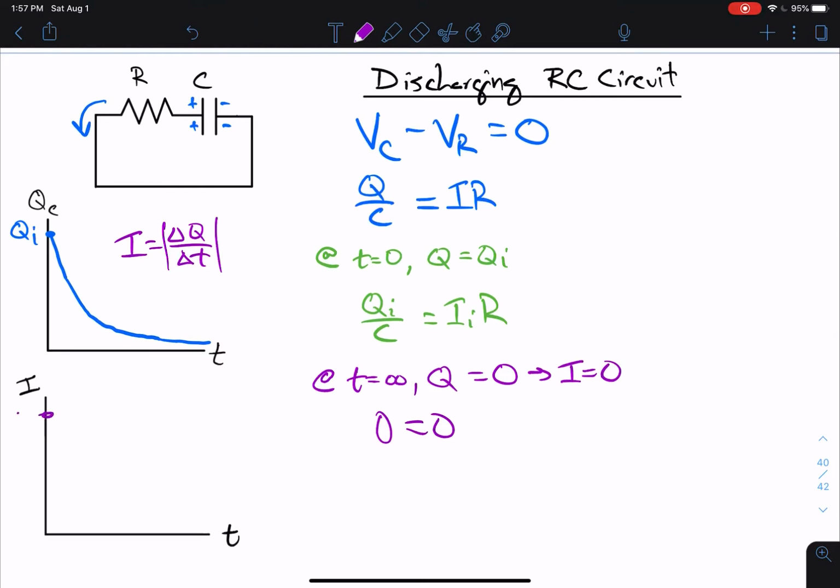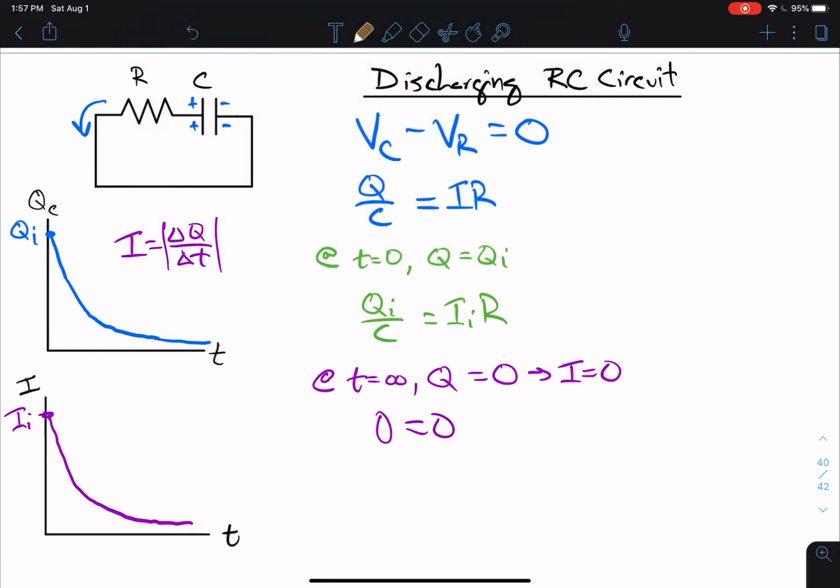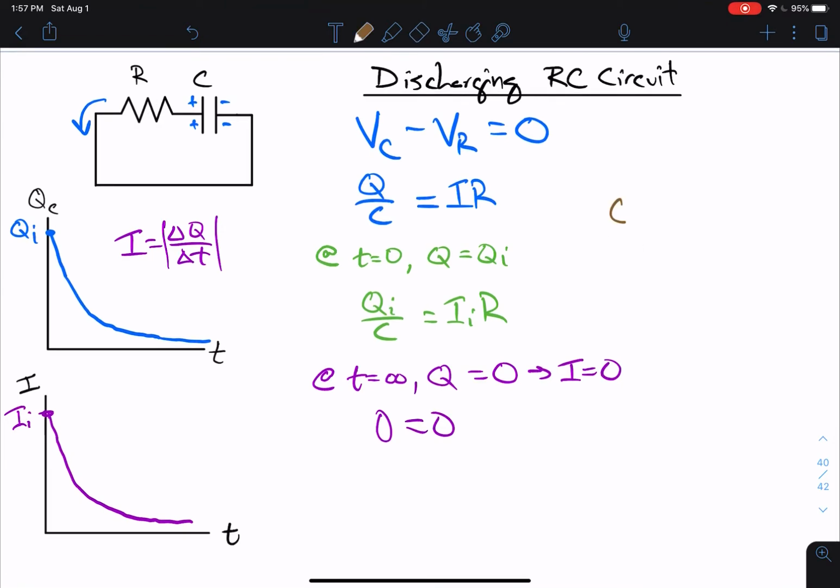Current's going to start out high, some high initial, but it's going to decrease exponentially. If you go through with calculus, you can show that both of these are indeed exponential decay. The formulas are Q equals, for the charge of the capacitor, e to the negative t over tau, and the same thing for the current. Exponential decay in both cases.